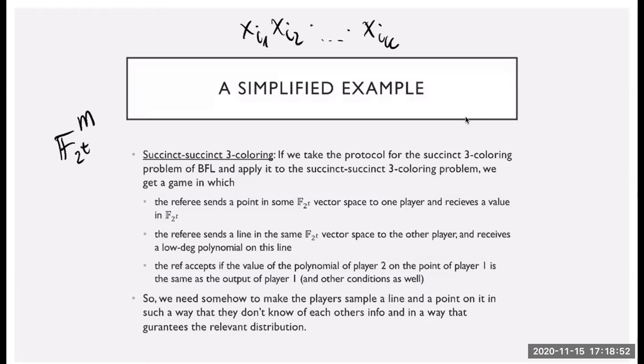So this is the idea: you give them lines and points, and they need to give you back polynomials. If it's a 0-dimensional polynomial, it's just a value, and on the line you get a polynomial with one variable, which is low degree. You accept if this actually is a low degree polynomial, if this evaluation is correct, and another condition. Any questions about this point?